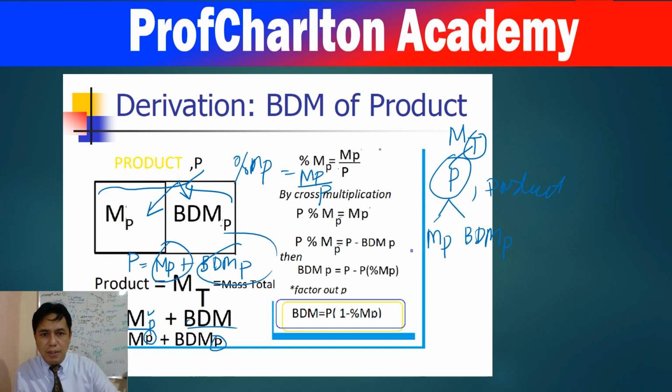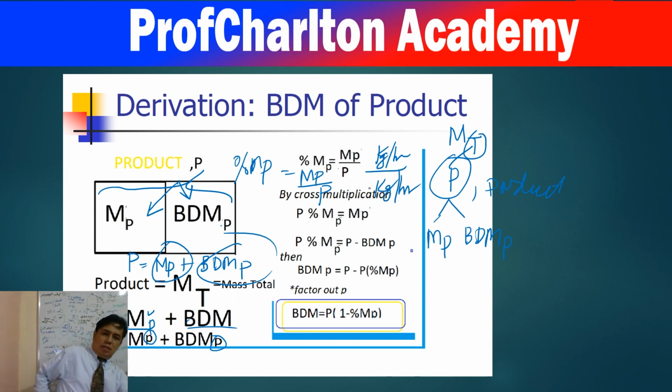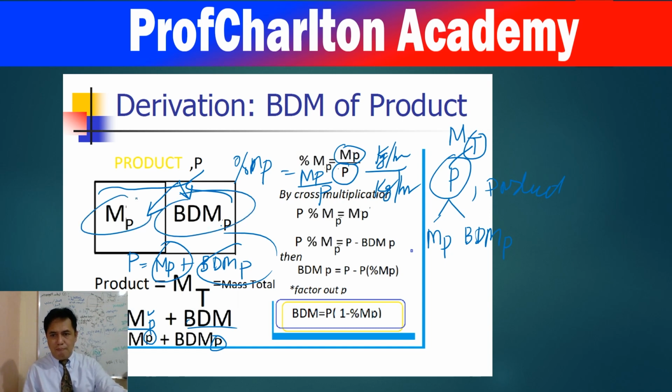Now, for example, if we have the mass flow rate of the product in kilograms per hour, then the product here is also in kilograms per hour. Then it will be multiplied by 100. So this is just the fraction, meaning the mass flow rate of the product is divided in totality by the product, which is the bone dry mass plus MP.